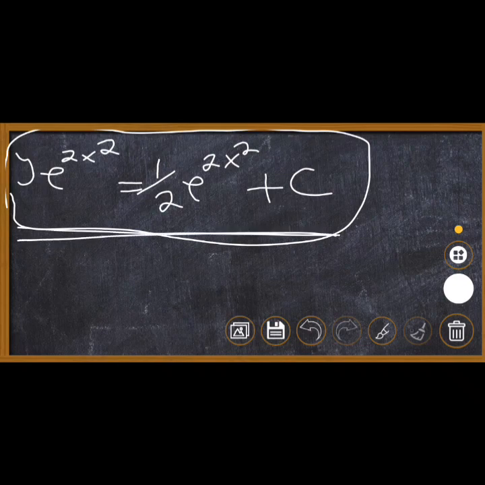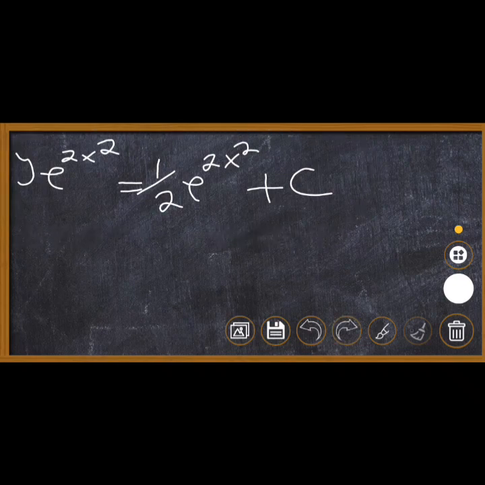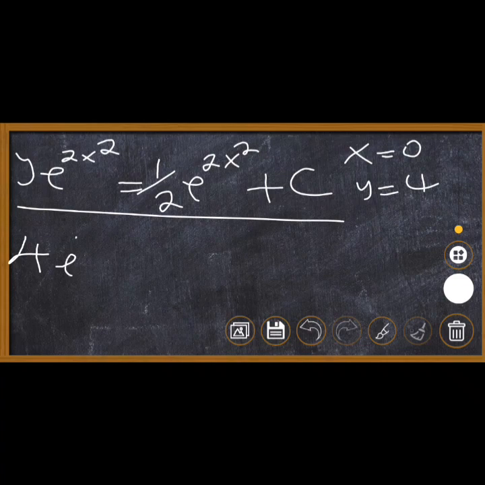So that's it. However, if you have been given particular conditions, let's say they say find the general equation where x equal to 0, and then let's say y equal to 4. How can you go about this? So you simply replace these values in the given expression. So let's do that. Where there is y, we put 4, e raised to 2, where there is x, we put 0 squared, equal to half e raised to 2 times 0 squared added to constant c.